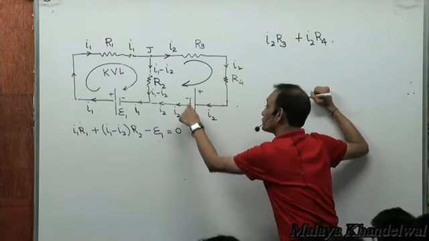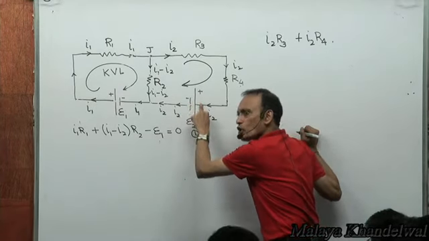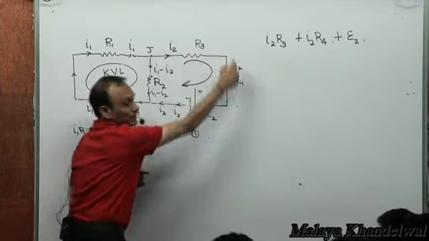From here to here, epsilon 2 is the drop, plus, because there is a drop, so plus epsilon 2 is the drop, yes or no? Epsilon 2. Now I go this way, because this is part of this loop, right? Now I go this way.